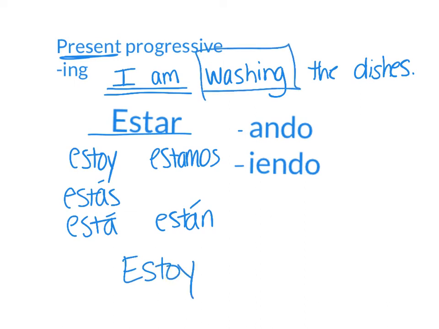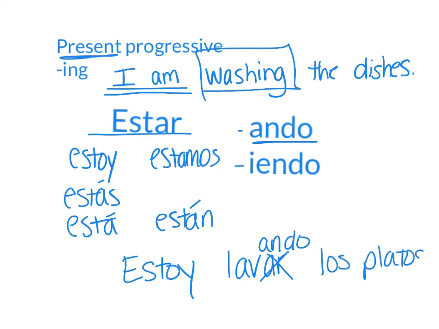And then for the second piece of my sentence, so again it would be estoy, I am. Washing is a verb. In Spanish, the verb to wash is lavar. But I don't want to say to wash. I want to say washing. So I drop the AR from lavar, and because it's an AR verb, I add ando: lavando, the dishes, los platos. If I had an ER or IR verb in the ING, I would use yendo.